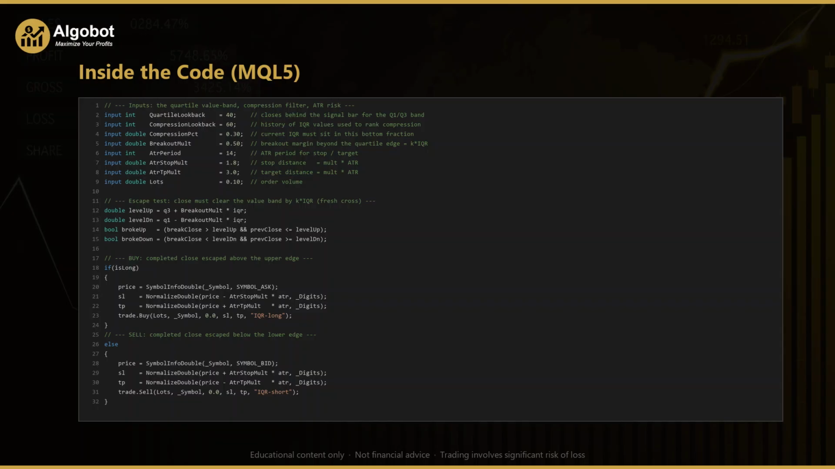That's the fresh cross filter. Broke down is the mirror image below level down. Now the two signal blocks shown on screen.